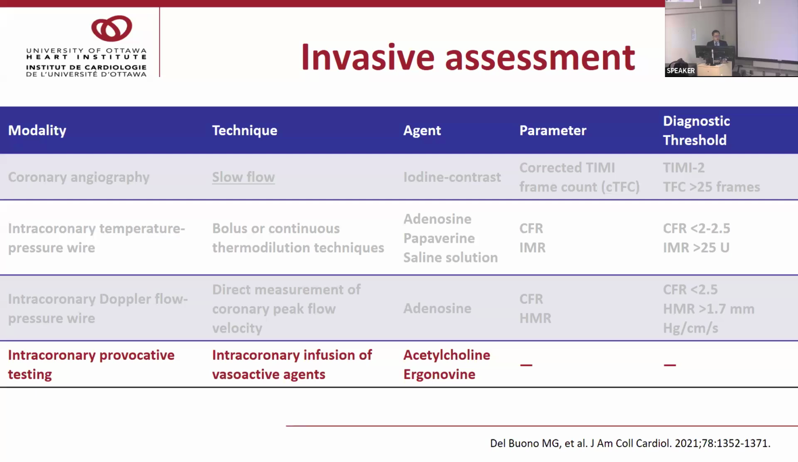An intracoronary provocation test is also important because this is essential for the diagnosis of coronary vasospasm. Typically, either acetylcholine or ergonovine is injected into the coronary arteries, and then ischemic ECG changes and reproduction of the angina symptoms are evaluated.